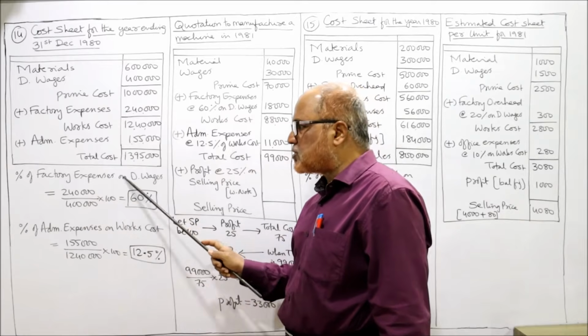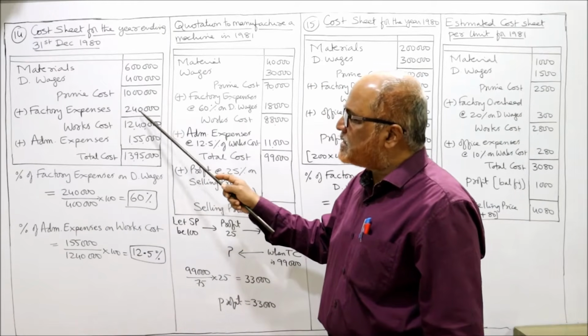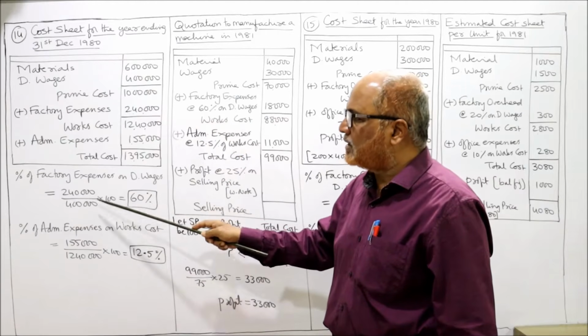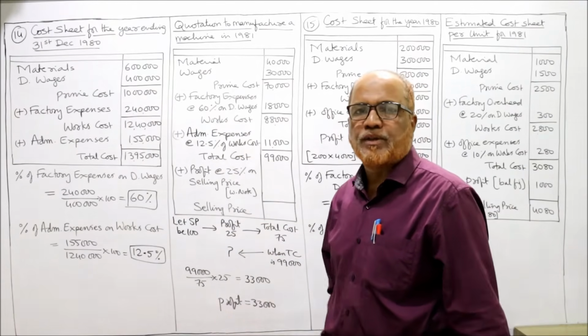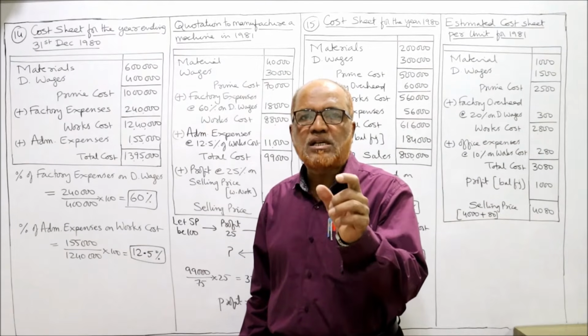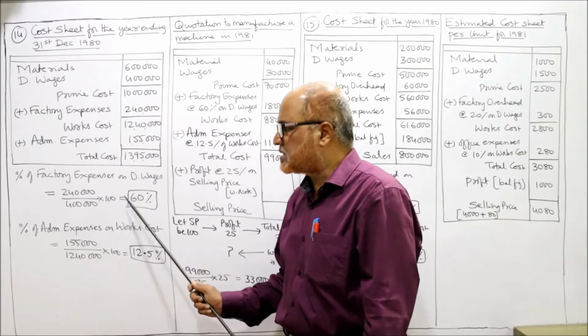Percentage of factory expense on direct wages. How much is the factory expense here? 2,40,000. How much is the direct wages? 4 lakh. So 2,40,000 divided by 4 lakh into 100, 60%. So we come to the conclusion: the factory overhead are 60% of direct wages.